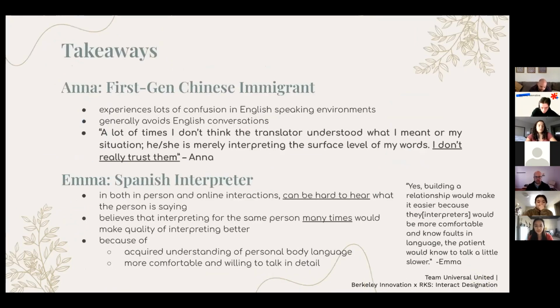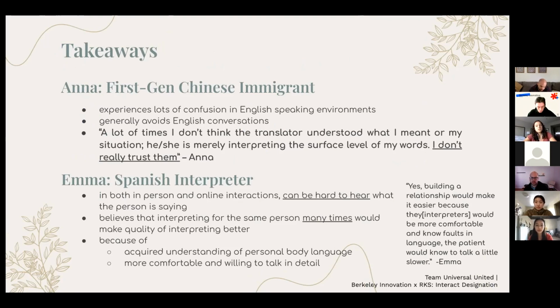Emma believed that her biggest struggles were in hearing the person and learning body language. She believed that knowing the strengths and weaknesses of the interpreter, and being able to revisit with the same subjects, would improve the interpreting process because they would be able to learn each other's strengths and weaknesses and learn each other's body language, making communication better.